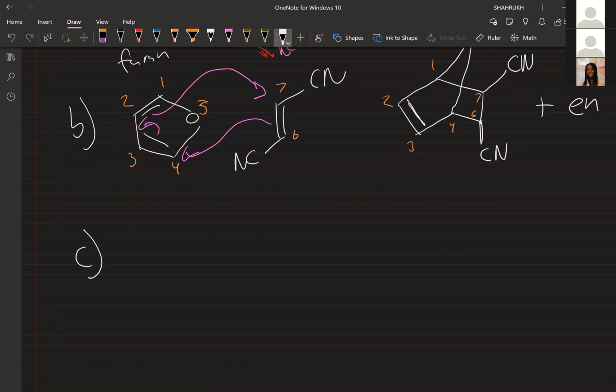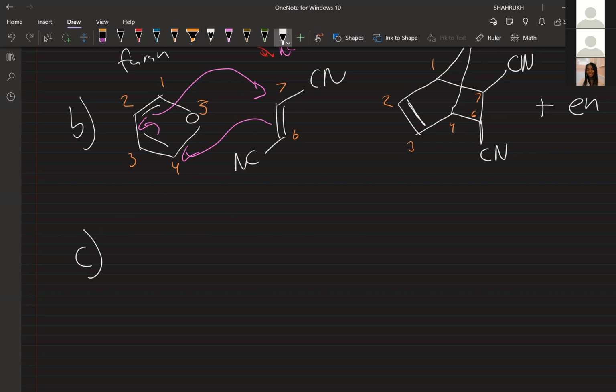CN on 7, it's exo. So we don't call it axial or equatorial here. We call it exo or endo, right? So it's pointing up. So technically, I guess that's similar to axial on cyclohexanes, right? But the correct nomenclature is exo and endo in this case. So yeah, it's pointing upwards like that, and the other one's pointing downwards.